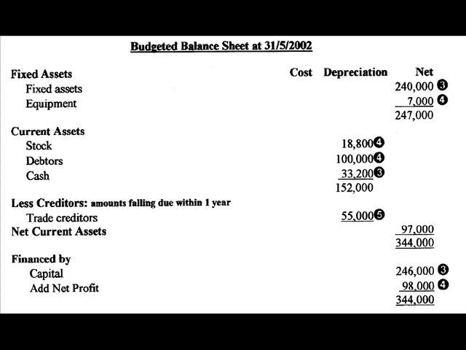Remember, the trade creditors were May's credit purchases of 70,000 minus 15, 55,000. So those are our creditors, giving us a working capital of 97,000, our net current assets, so that our net assets are 344,000. Our capital, which we had from the start of the balance sheet, from the opening balance sheet, was 246,000, plus the net profit of 98,000 that we didn't have to calculate, but we were told, giving us a capital employed of 344,000.